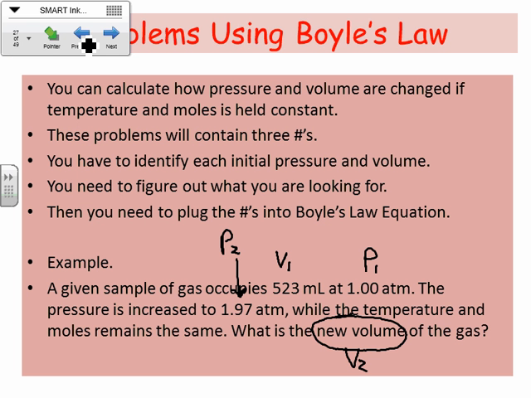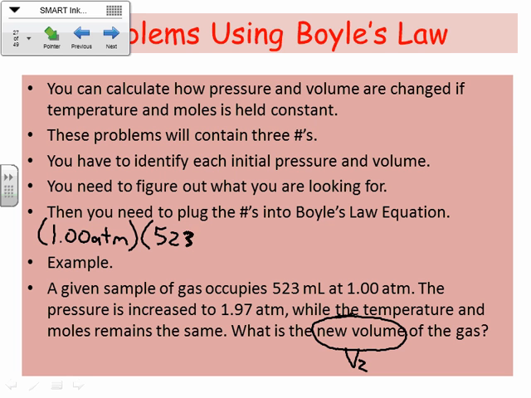All right. So P1 is, again, 1.00 atm. I'm going to have to erase this stuff so that I have room. P1 times V1, what did we say our V1 was? 523 milliliters. And I'm keeping the units here because I want to show you something. That's equal to our P2, which we decided was 1.97, times our V2, and that's what we're trying to solve for here.